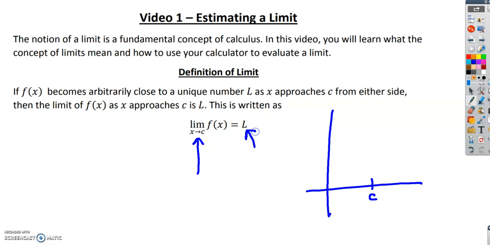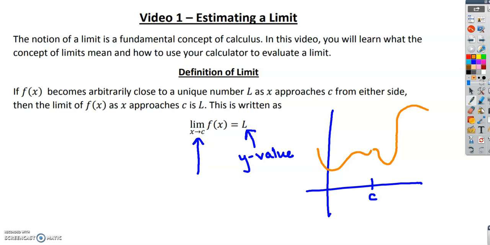Now, I think it's important to understand that L is talking about a y value. So that's what we're looking for. Is there a y value? And it has to approach the same thing from either side for this to exist. So let me draw just a general graph. Here comes my graph as it approaches c on that side, and maybe here comes my graph as it approaches c on this side.